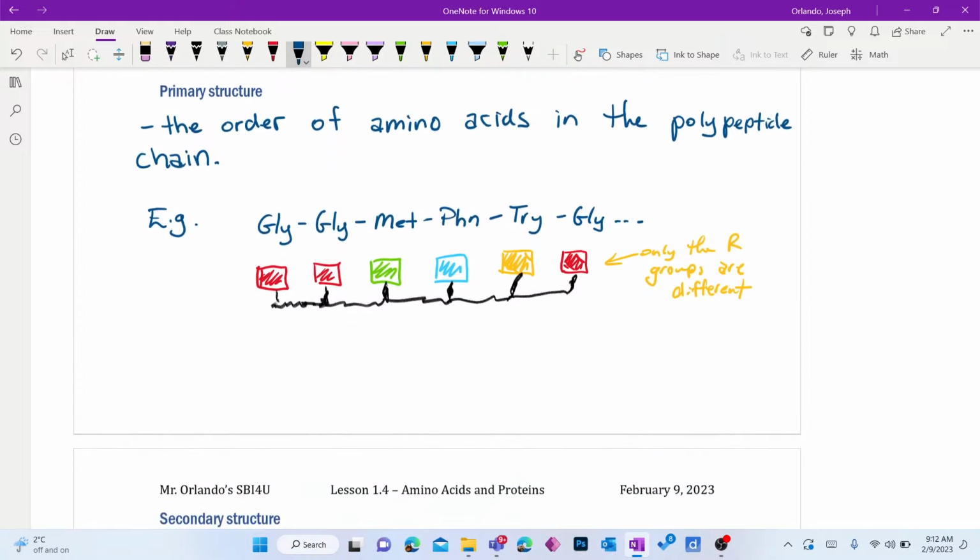This is essentially a one-dimensional shape, right? It's just a line.